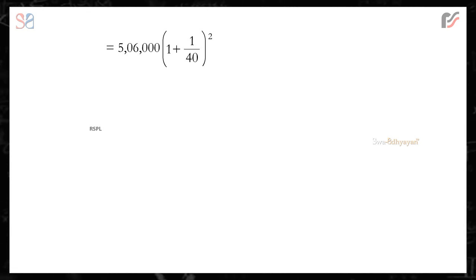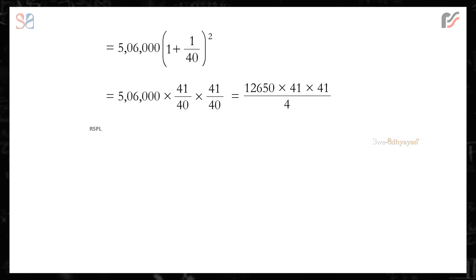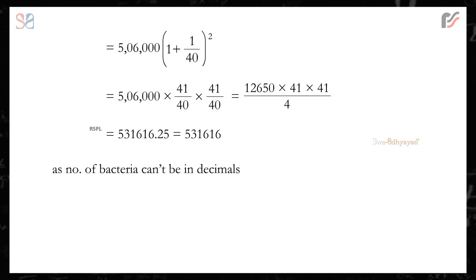is equal to 5,06,000 into, in the brackets, 1 plus 1 upon 40, the whole square is equal to 5,06,000 into 41 upon 40 into 41 upon 40 is equal to 12,650 into 41 into 41 upon 4. This is equal to 5,31,616.25. This is equal to 5,31,616 as number of bacteria cannot be in decimals.